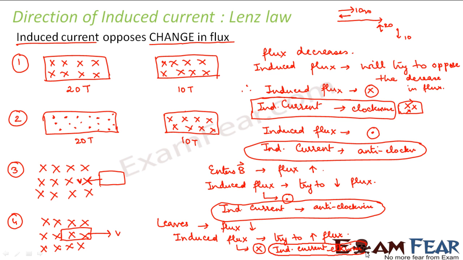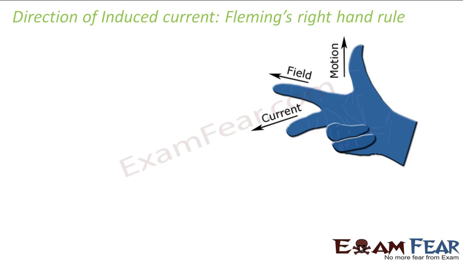So this is how we determine the direction of induced current using Lenz's law, and it is really going to be very helpful when you come across your problems as you go ahead, right? So I hope I am able to explain properly how you determine the direction of current using Lenz's law. Now there is another rule known as Fleming's right hand rule, which is used to determine the direction of induced current.